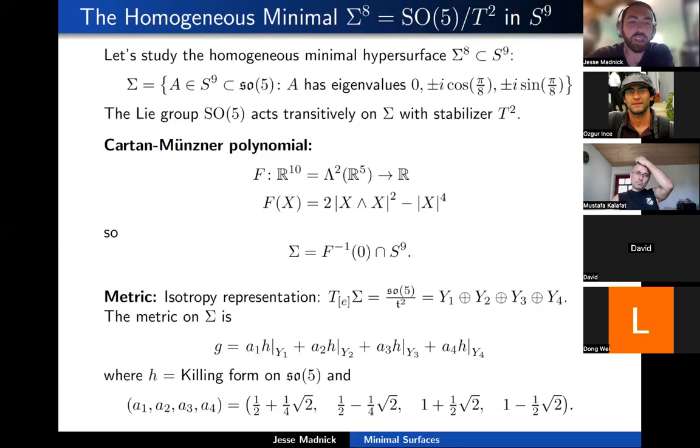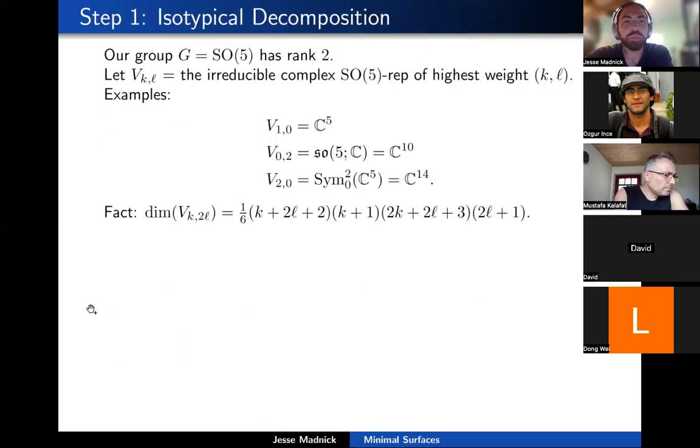So what am I talking about? The isotropy representation. That's a T2 representation on the 8-dimensional tangent space. That T2 representation splits into 4 irreducible pieces. We're working at a point, that point being the identity coset. At that point on this tangent space, you can write the metric as a linear combination like so, where little h is the Killing form on little so5, and these constants are the ones you see here. So that's the hypersurface we care about.